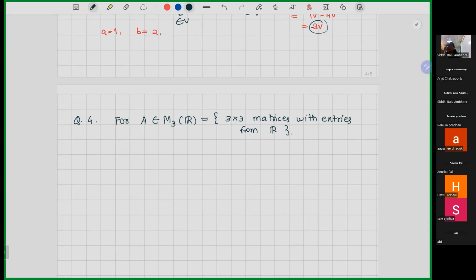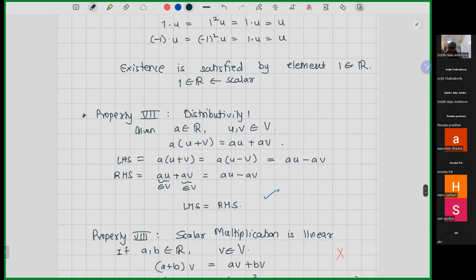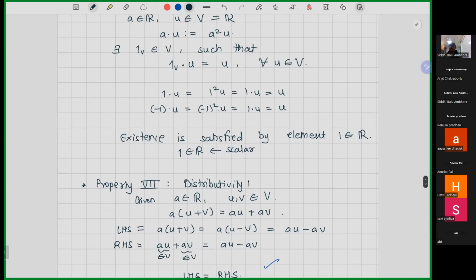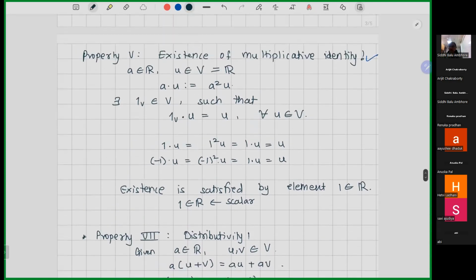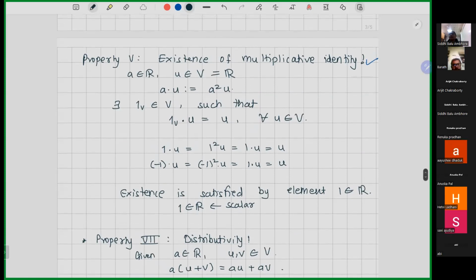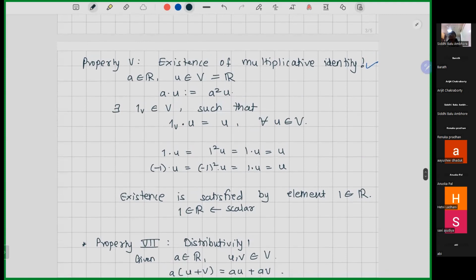Do we need to check identity? And yes, we can check. If you want to check, can you guess whether the multiplicative inverse or identity is satisfied here or not? Yes, Bharat, do you have any question?